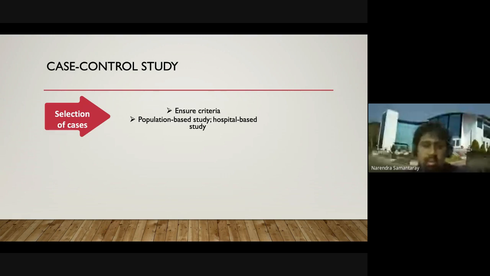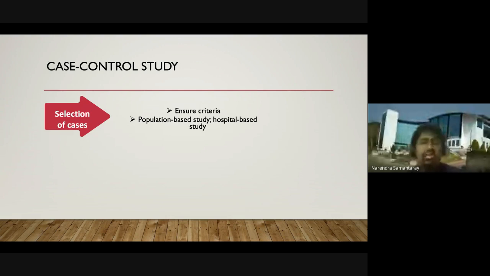So the selection of cases can be done in two ways. Either it is from the population or it is done from a hospital. Obviously, those cases were selected from the hospital. That is a population-based study. This is great for generalization of results. If we are selecting cases from the population directly, obviously, generalization, external validity is stronger.